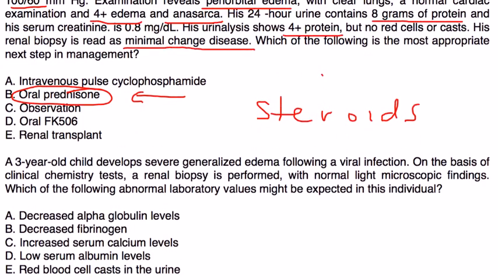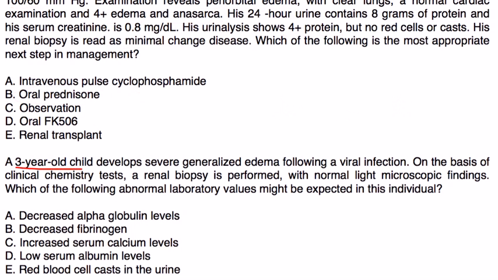Finally, a 3-year-old child develops severe generalized edema following a viral infection. On the basis of clinical chemistry tests, a renal biopsy is performed with normal light microscopic findings. Which of the following abnormal lab values might be expected in this individual? Well, it's a good question. Seems like very limited information. How would you possibly know the answer?